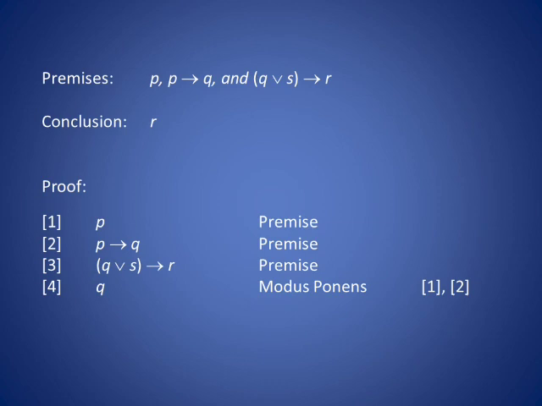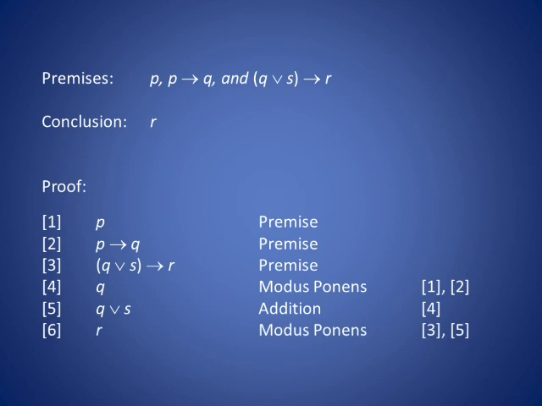Now, we see line 3 could get us to R. That's the conclusion we seek. But we don't have Q or S right now. We only have Q. But simply by using the addition rule, we can conclude Q or S for any S. That's addition from line 4. Now we're ready to use Modus Ponens one more time from line 3 to get line 6, which is R, the conclusion, Modus Ponens applied to lines 3 and 5.